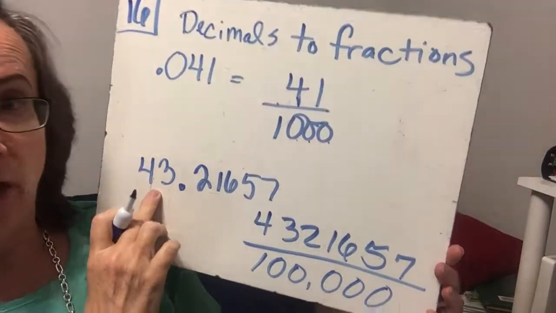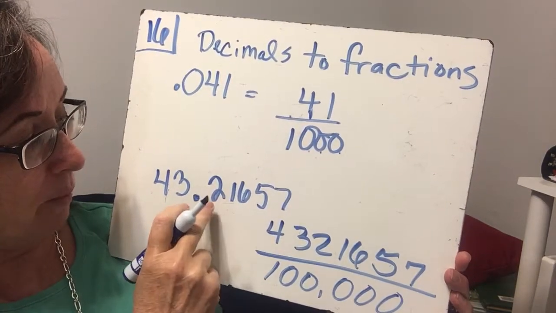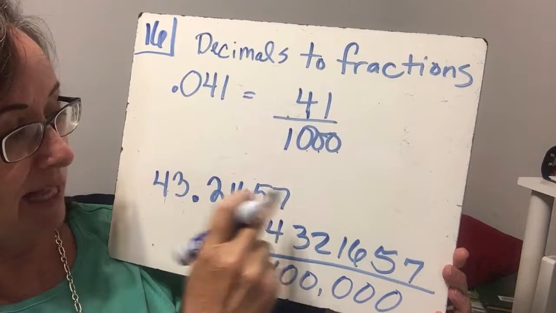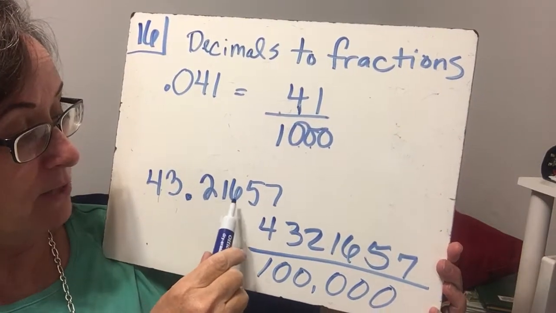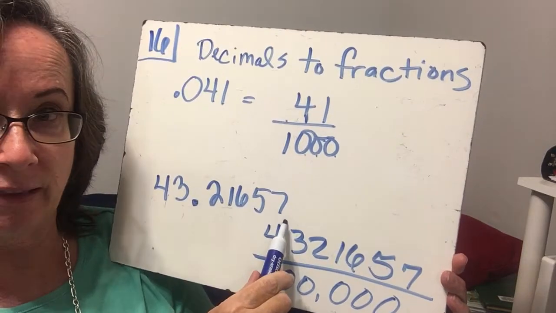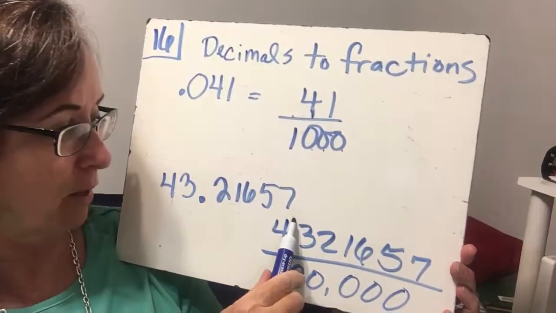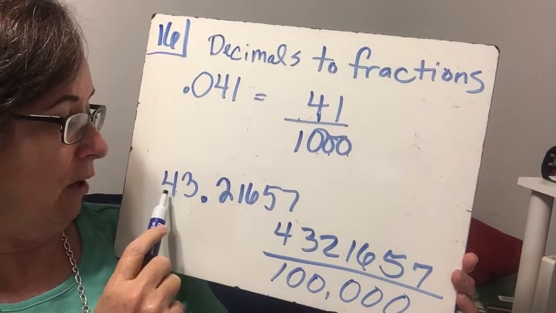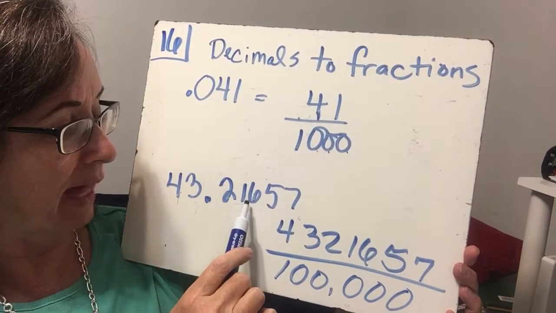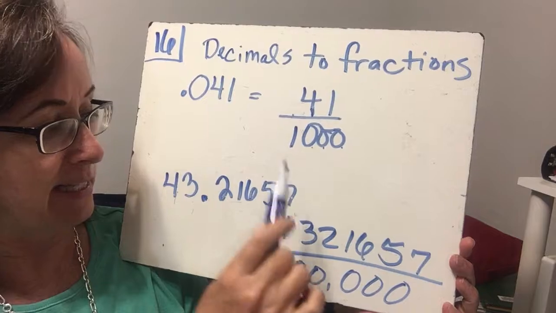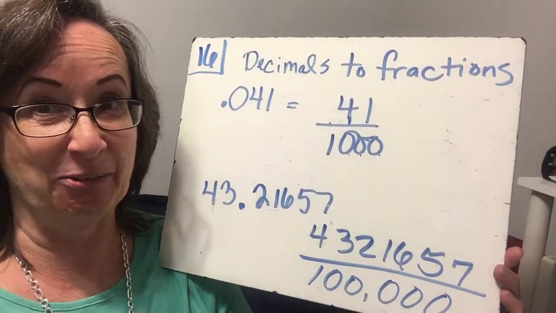Okay, let's look at this one. 43 and 0.21657. So this one here, tenths, hundredths, thousandths, 10 thousandths, 100 thousandths. So when we're reading it correctly, let's go back and try that again. Okay, 43 and 21,657 hundred thousandths. How'd we do? Did you do it with me?